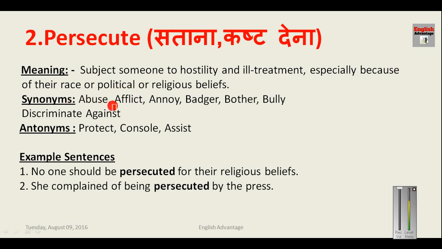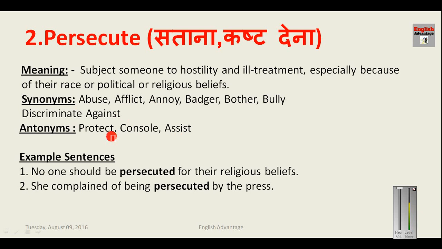And the synonyms of this word will be abuse, afflict, annoy, badger, bother. Bother is a very common word. Do not bother me, or do not annoy me. Okay. Bully, this word is very common, and this is mostly used with reference to school students, where senior students bully their junior ones. Okay. And discriminate against. This word discriminate is followed by against. And if you do not persecute, you kind of protect, console and assist. So these are the corresponding antonyms of this word persecute.